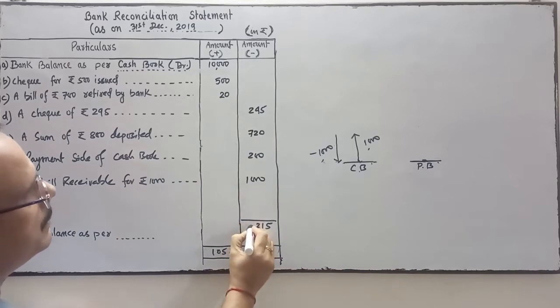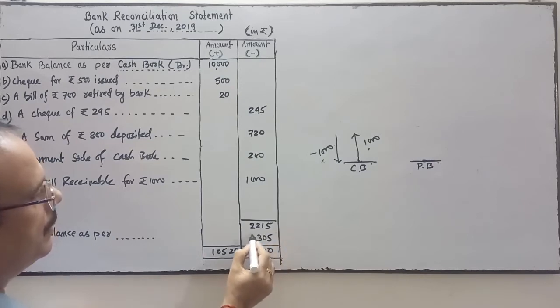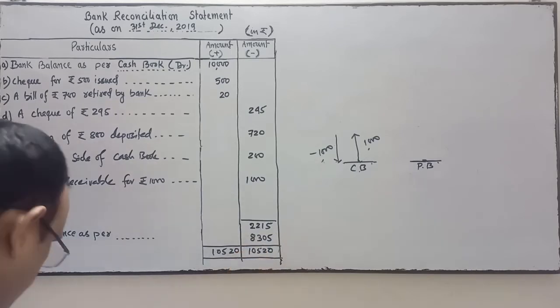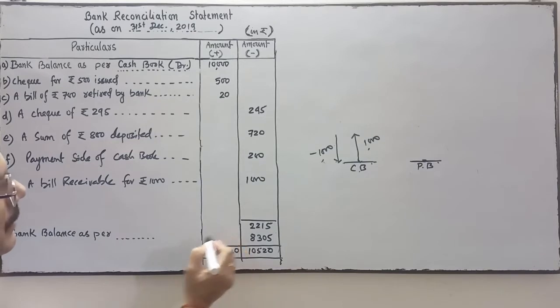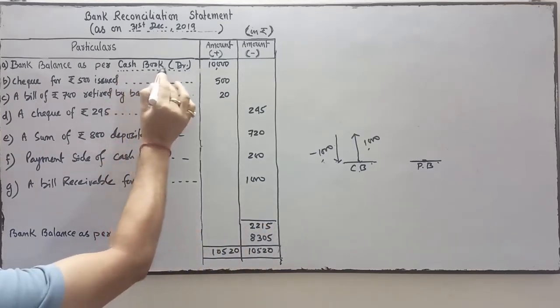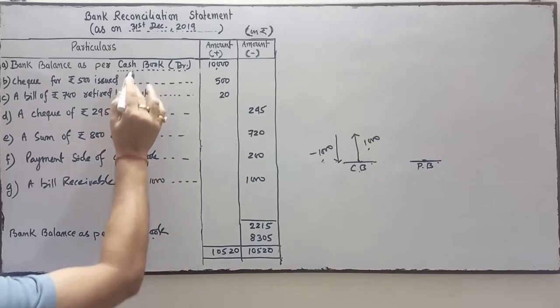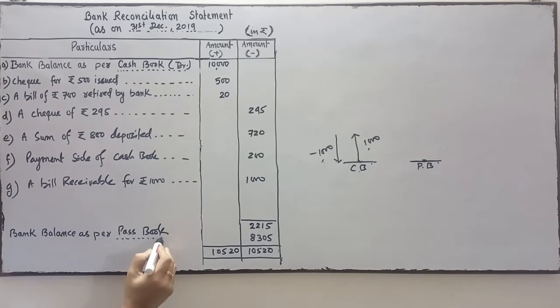So the difference amount is 8500. Which side is more? Your plus side is more and minus side is less. So the difference is your bank balance. We have started with the cash book balance, so this end will be bank balance as per passbook. Answer will be bank balance as per passbook. When you start with the cash book, answer will be the opposite, bank balance as per passbook.